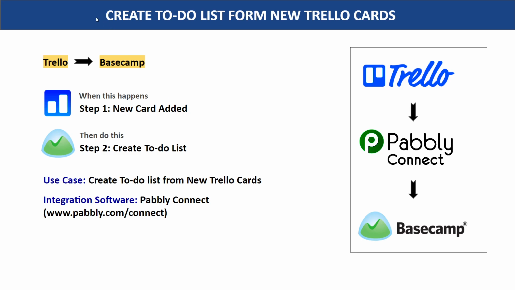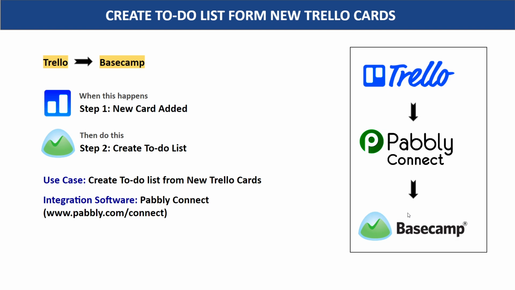Hello everyone. So in this video we will learn how to create a to-do list from new Trello cards. Imagine this, you have created a new card in Trello. You have entered the description, set the due date, a perfect Trello card. Now your idea is to create a list in Basecamp using the details from the same Trello card.